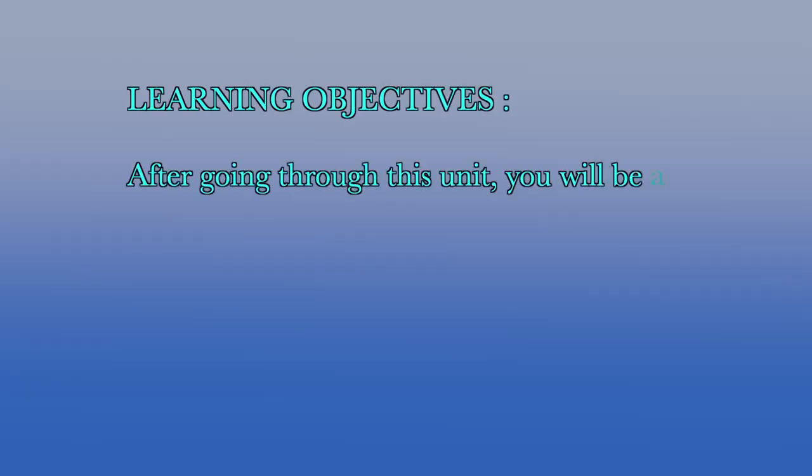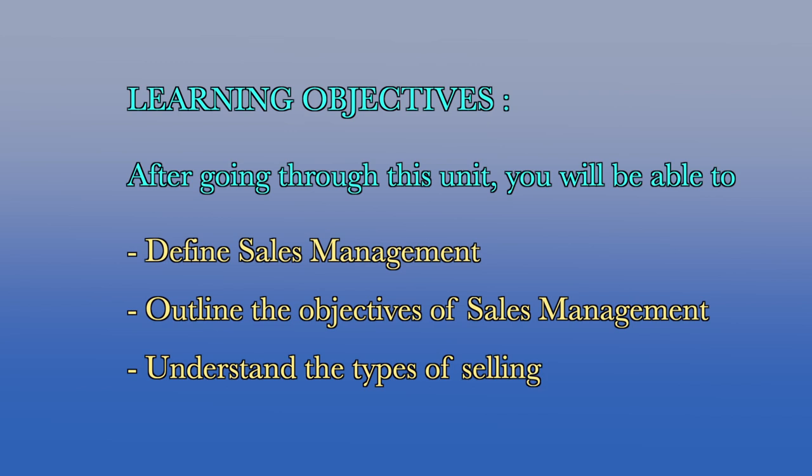So in this part 1 video, we shall take up three learning objectives. One is to define sales management. You should be able to define sales management. What is sales management? Then you should be able to outline the objectives of sales management. Why is sales management required? What purposes does it serve? Then we shall take up the third objective, what are the types of selling. Let us start one by one.